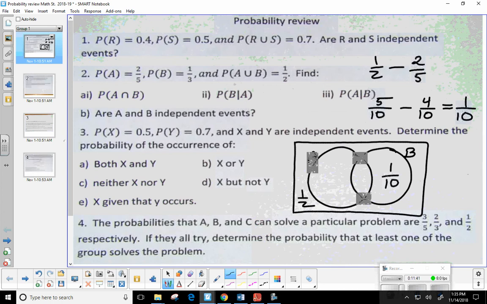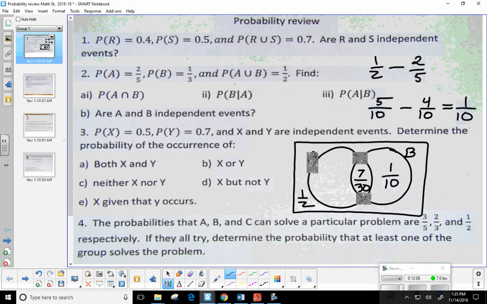But B is only 1/3. So now if I were to go ahead and subtract the 2, what would I get for the intersection? I don't know. What's that? 1/6? No. I got 7/30. Okay, how do we get that?